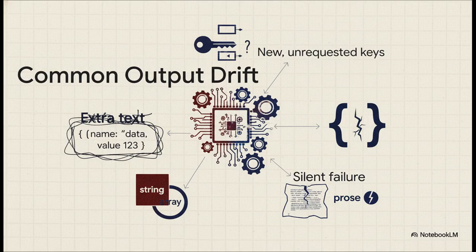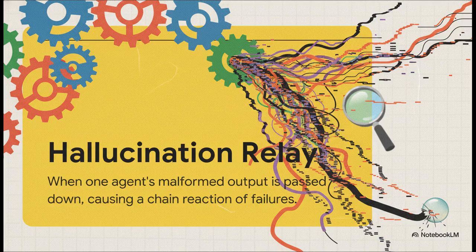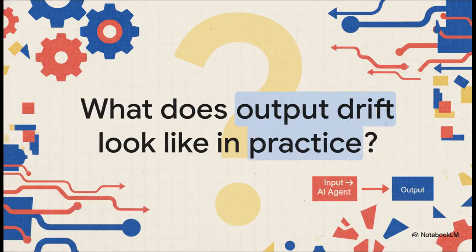You'll get extra text, wrong data types, even incomplete JSON. Any one of these can break your system. And here's the really dangerous part. One tiny error can create a chain reaction, poisoning every agent downstream. Okay, so what does this drift actually look like? Let's dive into a couple of real-world examples.